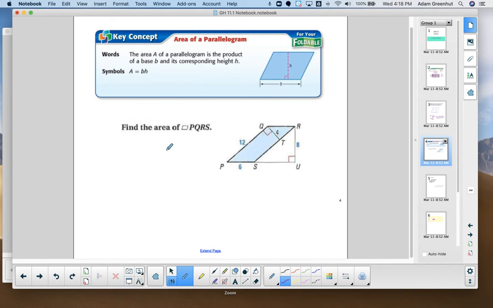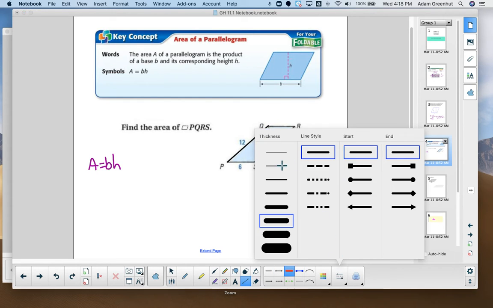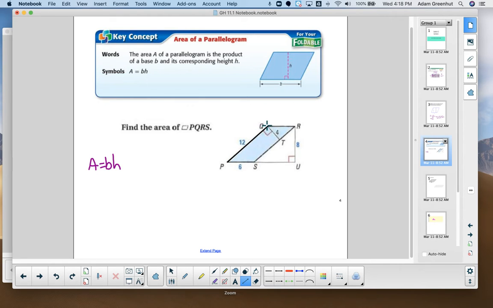And here's our first example. Find the area of PQRS. So I'm going to do area equals base times height. As I said, the base can be any side. So if I wanted, I could use this 12 as my base. There's my base of 12. And the height is the distance between the two 12s. So that's this 4. So I could do 12 times 4 to get an area of 48 square units.